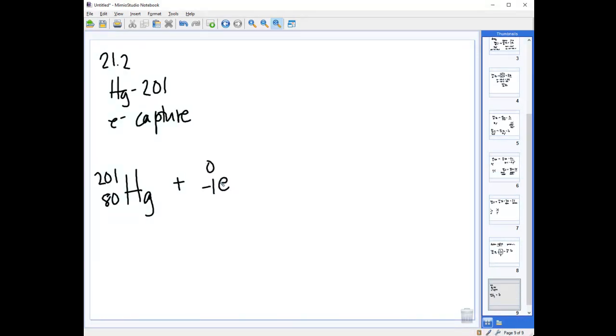So I'm going to write my notation for an electron, and I'm going to figure out what my daughter nuclide is. 201 plus 0 is going to stay 201, so A stays 201. Then I'm going to say 80 minus 1 gives me 79. So my number of protons, or my Z, atomic number, is 79. So I go to the periodic table and I find that that is gold. So here's my parent nuclide, here's my electron capture, and here is my daughter nuclide that I ended up with.